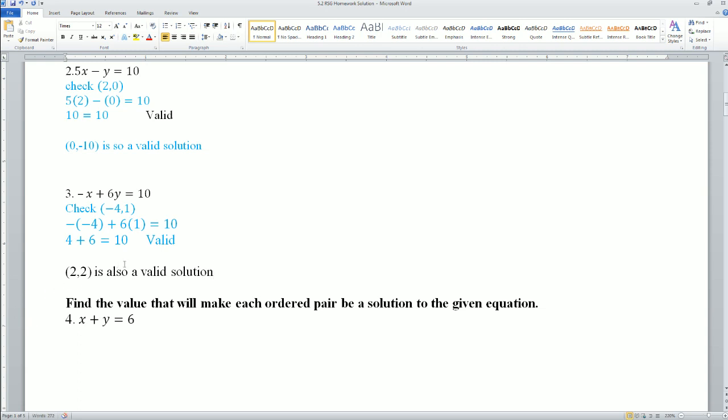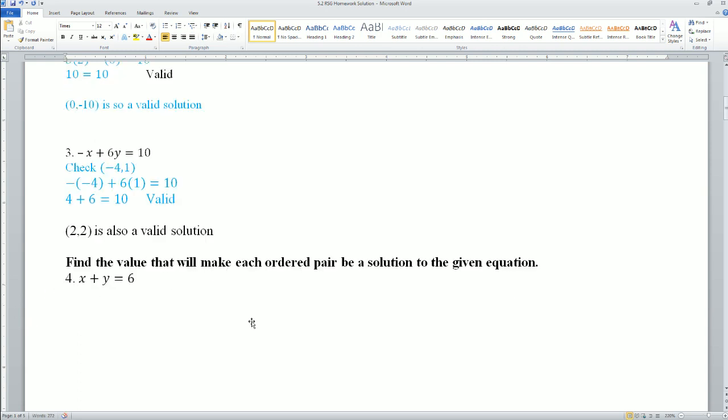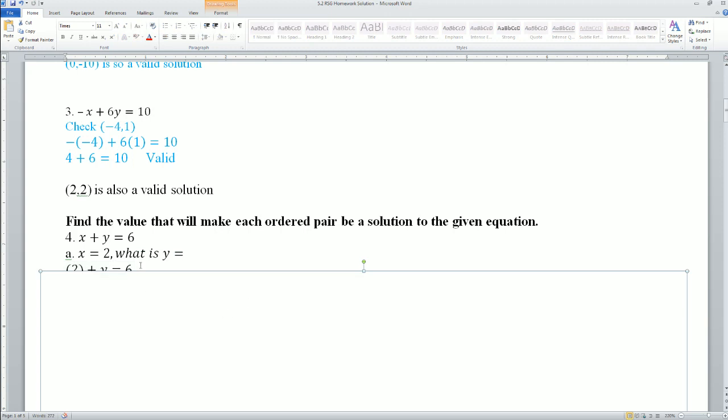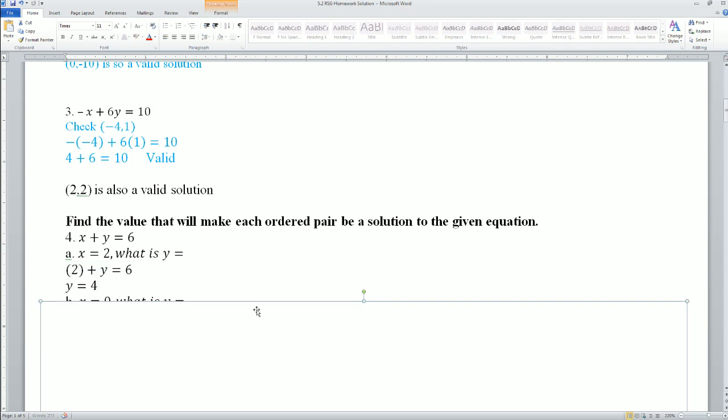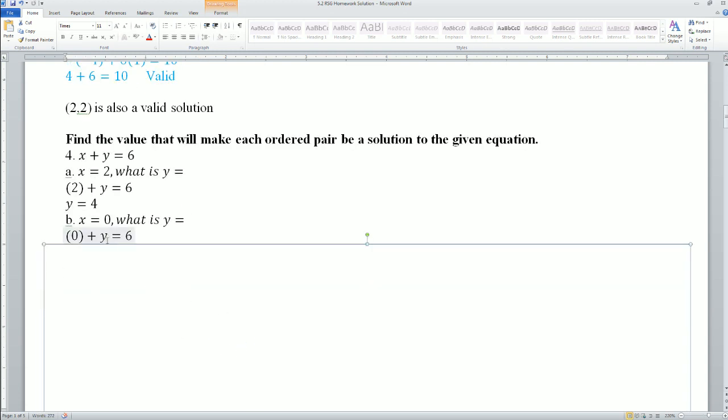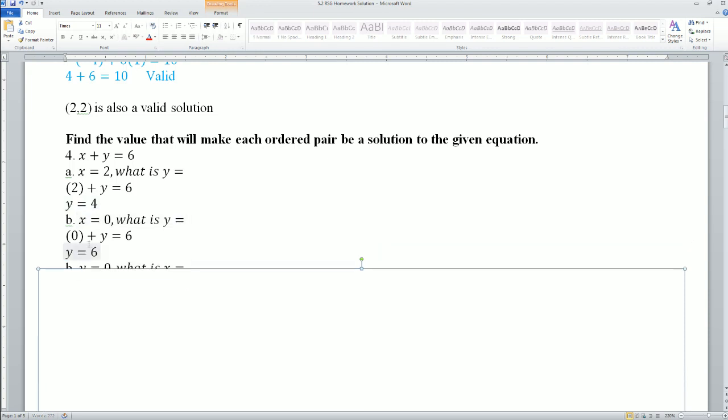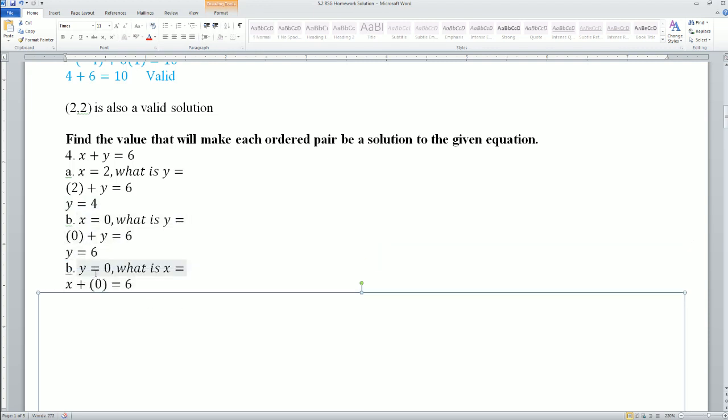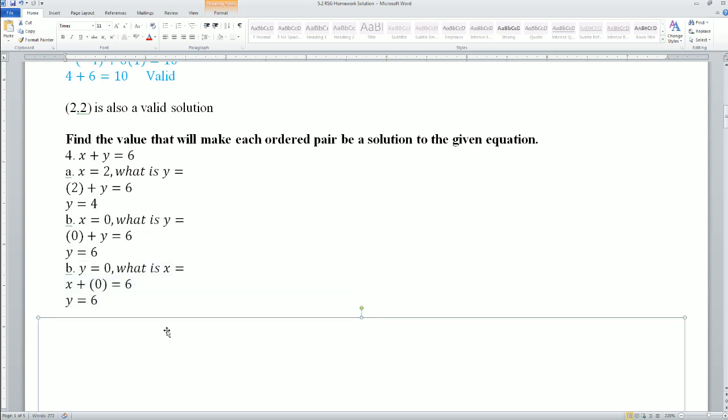Alright, next, find the value that will make each ordered pair a solution to the given equation. The first one, x equals 2. What is y? Plug in 2 here for x, solve for y. So subtract 2, you get y equals 4. Right? So x equals 0. Plug in 0 here, y equals 6. Y equals 0, plug in there. X equals 6. Those are all those solutions. Again, just plug in the value that you have. These are all single step algebra.